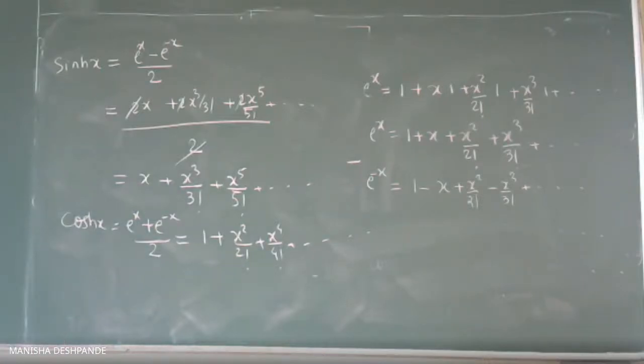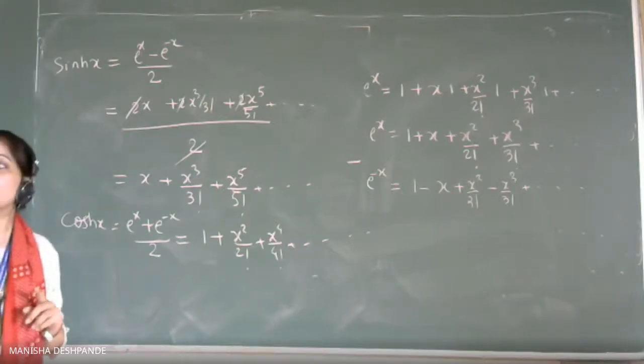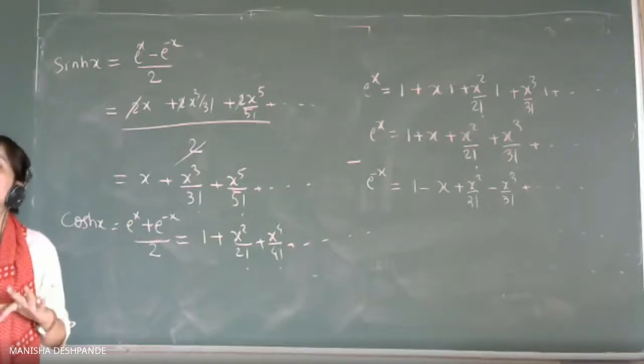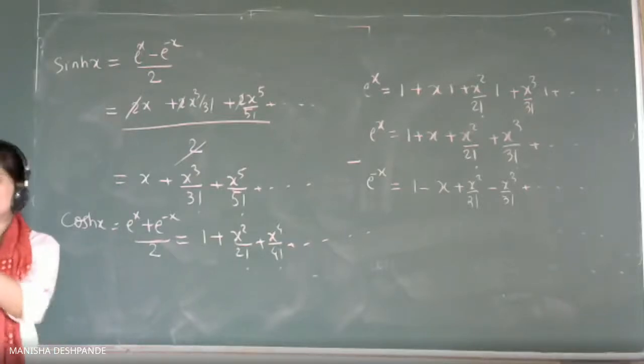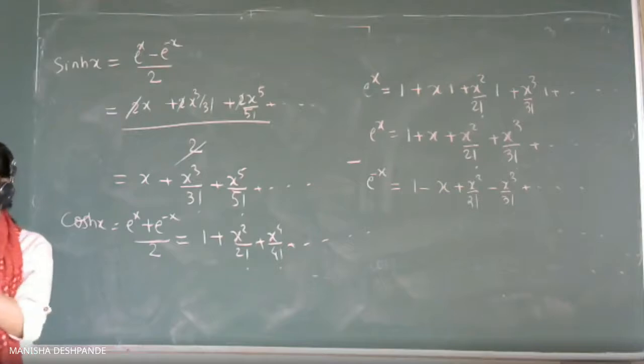Simple. tan x and tan hx also have the same property. tan x has all plus terms and tan hx has alternate plus minus terms. The coefficients of tan x and tan hx are different. It is an odd function, but the coefficients are not 1 by 3 factorial, 1 by 5 factorial, otherwise tan x and sin x would be the same. So the coefficients are different. The coefficient of x is 1. The coefficient of x cube is, I suppose, 2 by 15. And the coefficient of x raised to 5 is 17 by 315. So those numbers will have to be remembered. For tan x, all positive. For tan hx, alternate plus minus.